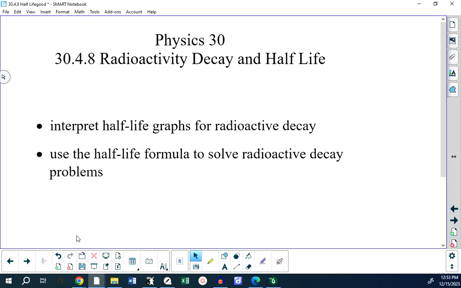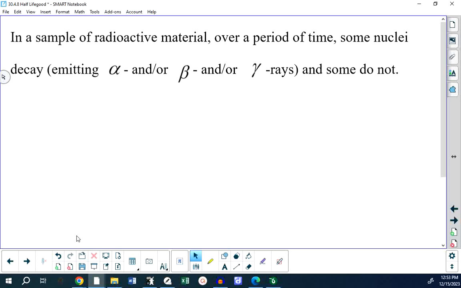Today we're looking at radioactive decay and half-life. If you've taken or are in Math 30 right now, you already have kind of a leg up on everybody else. You understand what radioactive decay and half-life is about. We're going to be interpreting half-life graphs for radioactive decay and doing half-life calculations.